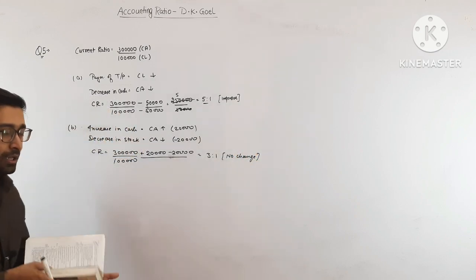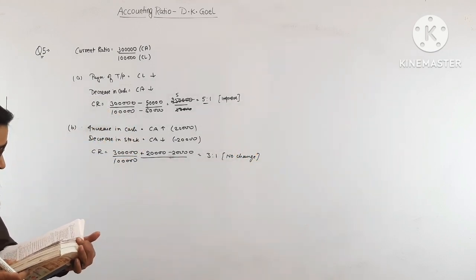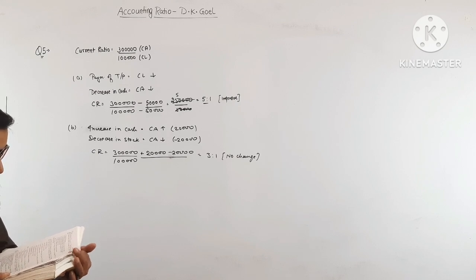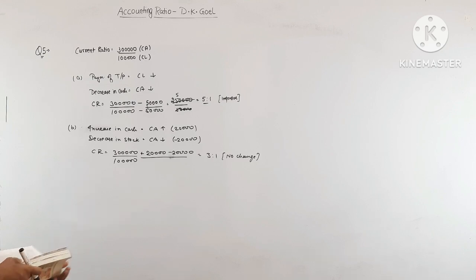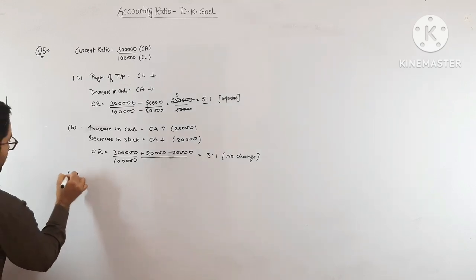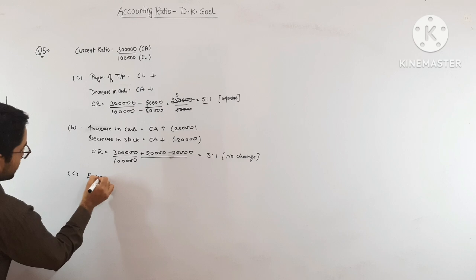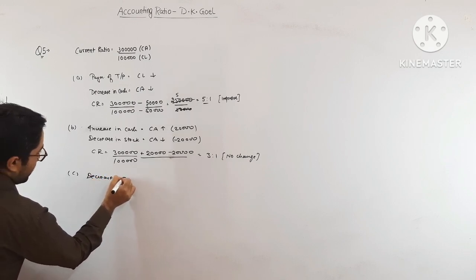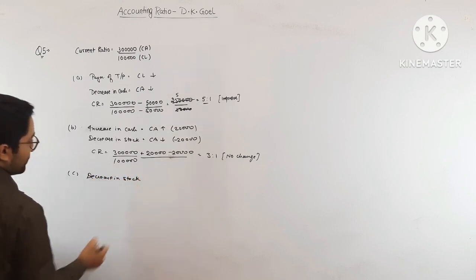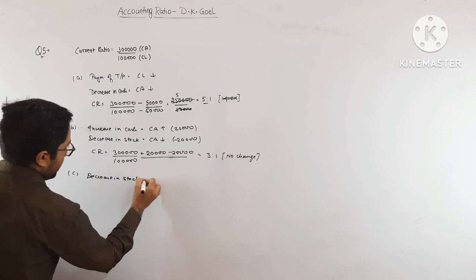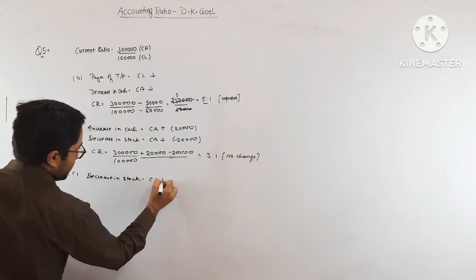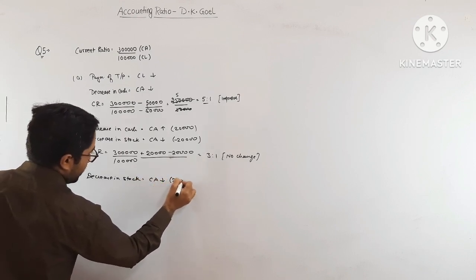Okay. Now the next one is C. Sale of the goods costing 20,000 for 18,000 and also on credit. You sell the goods of 20,000. So what will happen? Decrease in stock. If you sell goods, what will happen? Decrease in the stock. Stock is the current asset. Current asset decreases by 20,000.